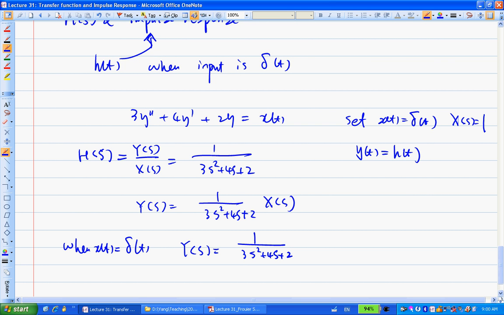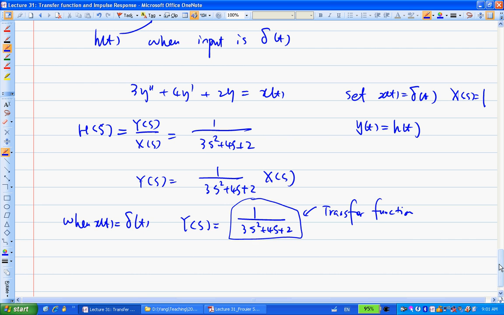this, right? Becomes this. And what's this guy here? That's basically H of s, the transfer function, right? That's basically the transfer function. So when you set your x of t to delta t, the Laplace transform of the output basically is the transfer function.